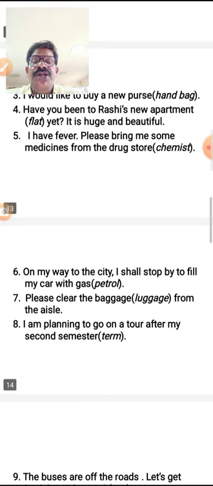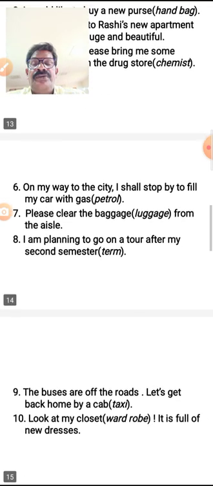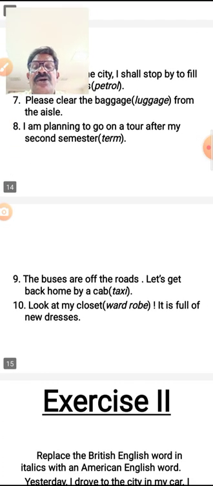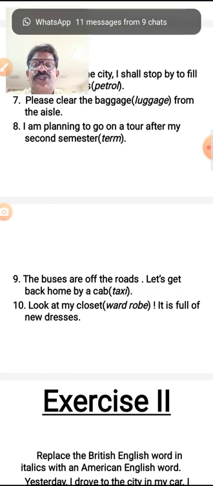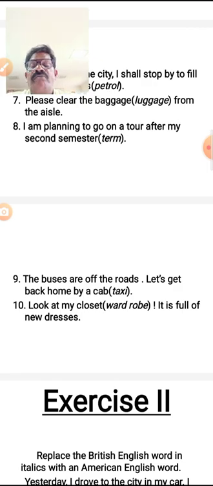I am planning to go on a tour after my second semester. Right, like that. Then next, the 9th one, the buses are off the roads. Let us go back home by a cab. Cab is an American word. Taxi is a British English word. Look at my closet. Closet has to be wardrobe.